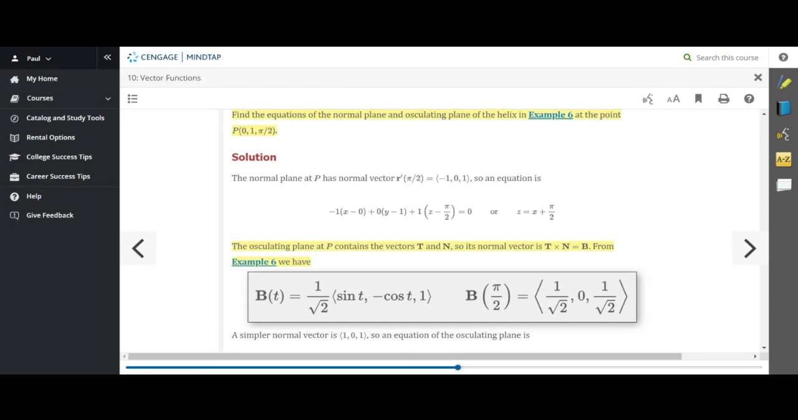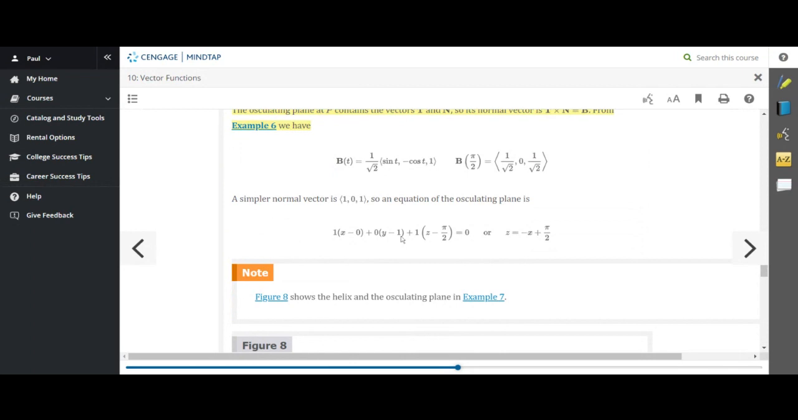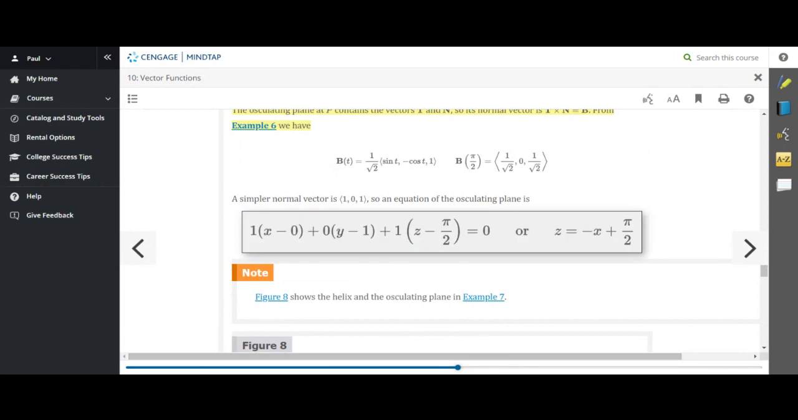And so if we go down a little bit, right above that they say a simpler normal vector is the vector 1, 0, 1. So an equation of the osculating plane is given there. Are there any questions on that?